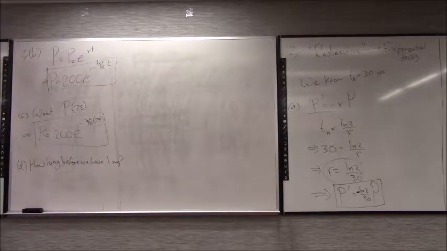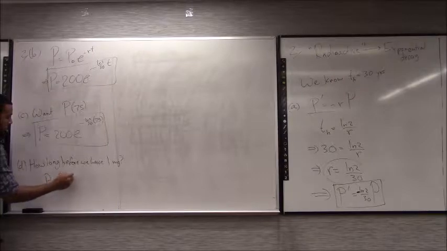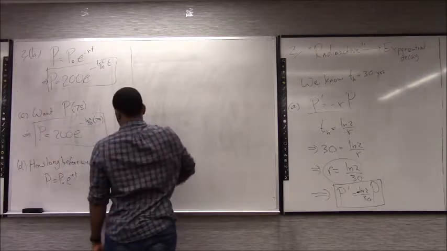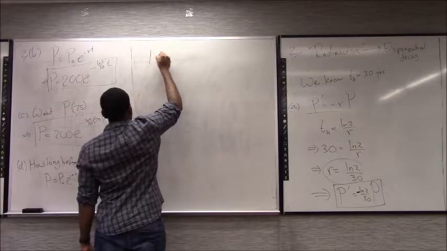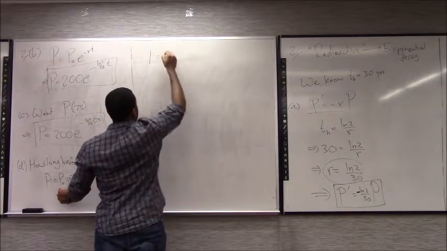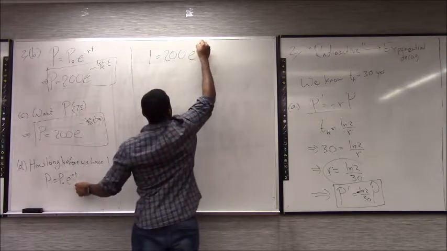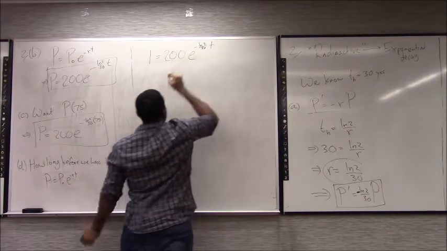How long will it take to have 1 milligram? Well, again, we know that P is equal to P naught e to the minus rt. So I'll just plug in 1 milligram for this guy and solve for the time. 1 is equal to P naught, which is 200, e to the minus ln 2 over 30 times t.